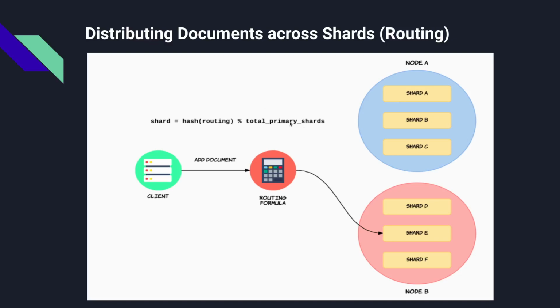Now, when this formula gives us the value, then that document is stored in that shard. In this case, for some document, it is giving the shard E. So this document will be stored in shard E. This is the entire concept of routing. And as I told you, we can define the value of routing, and it is an advanced topic.